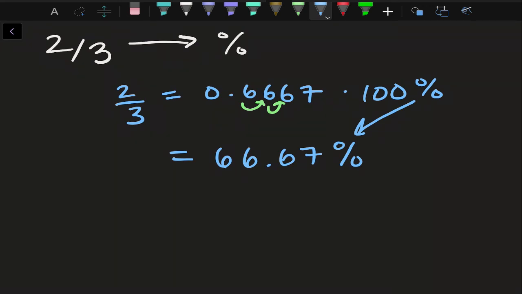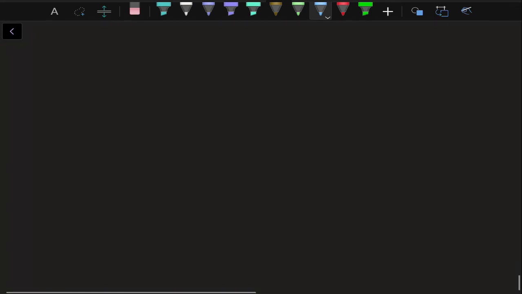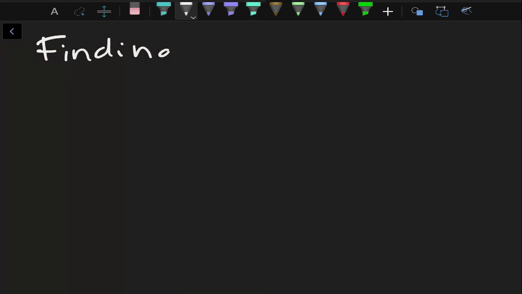Awesome. So the next thing we're going to discuss is finding the percentage of a given number.